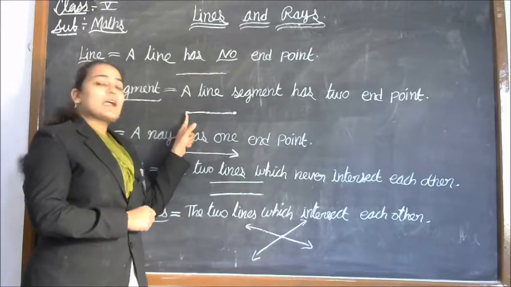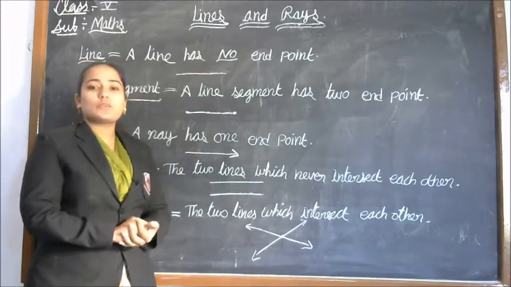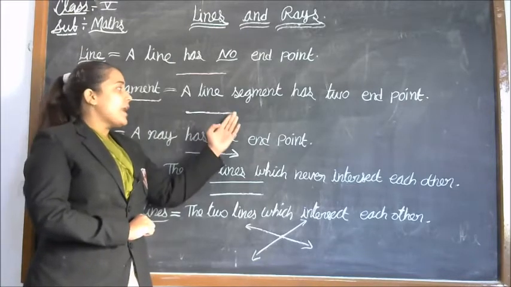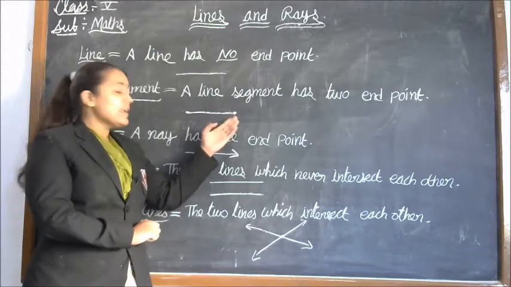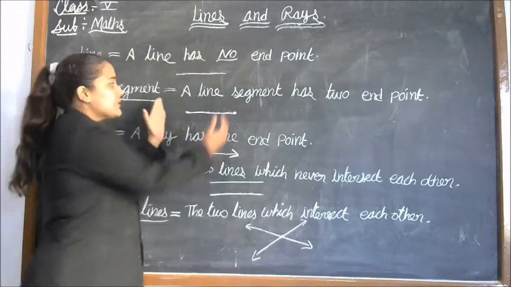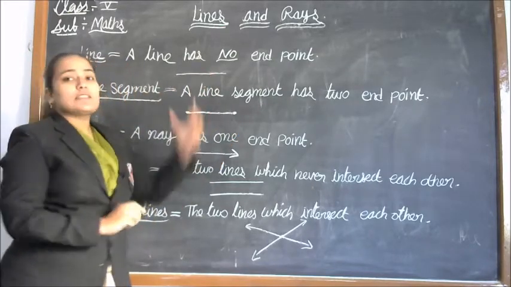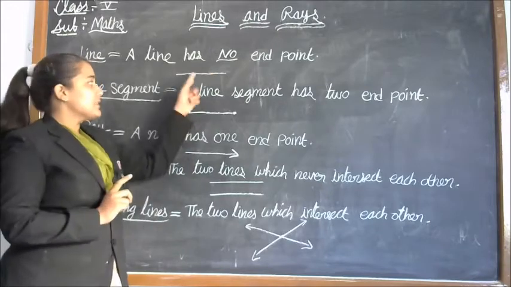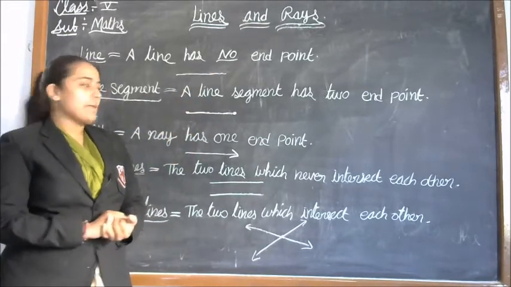The starting point is known as the initial point and the ending point is known as the final point, which means the distance is fixed, and in a line the distance is not fixed. This is the basic difference between a line and a line segment.